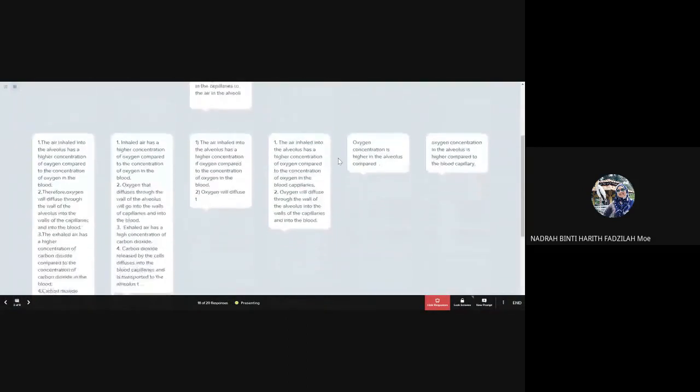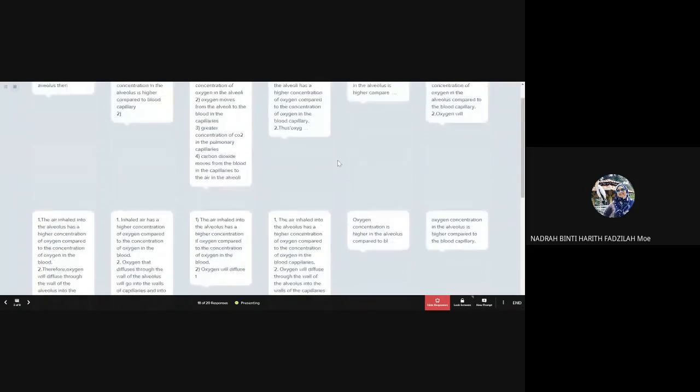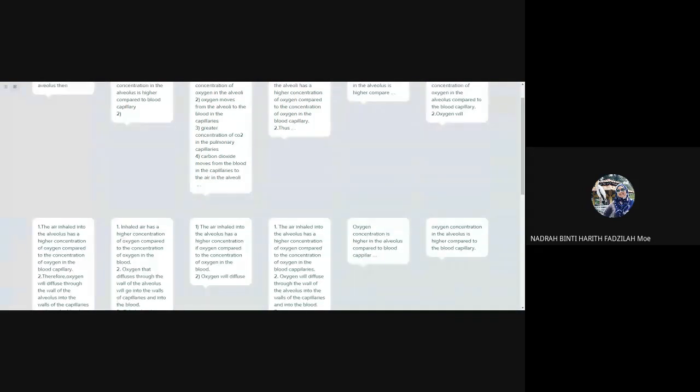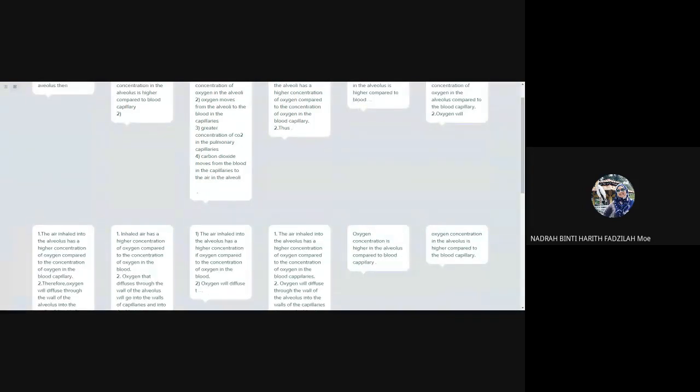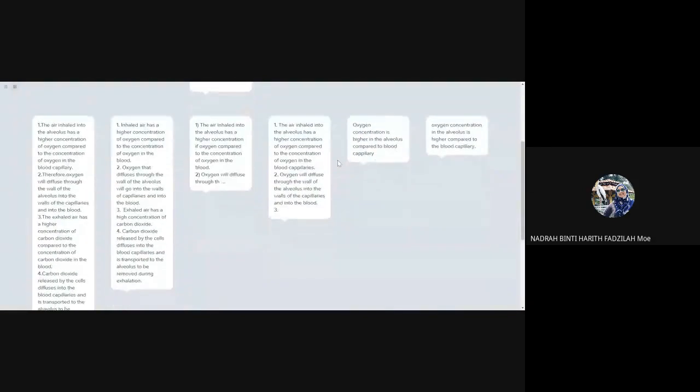Statement number 2 is the subsequent effect of difference in concentration. Statement kedua tu adalah kesan langsung bila ada perbezaan kepekatan tu. So statement number 2, oxygen diffuses from alveolus into the blood capillary.